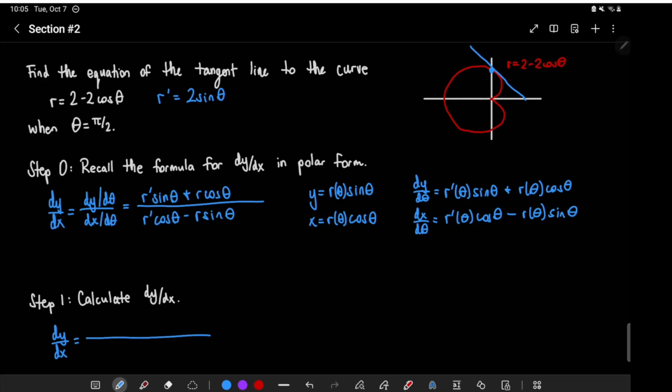And I can just go ahead and plug that whole mess in. For r prime, we just figured that out, 2 sine theta. And then I have another sine theta, so let's call that sine squared. Plus r. r was given to us originally as 2 minus 2 cosine theta times another cosine theta. I'll just stick that outside here. Similar story down below. r prime is 2 sine theta times cosine theta minus r, which is again 2 minus 2 cosine theta, times sine theta. Make sure that all fits in the fraction.